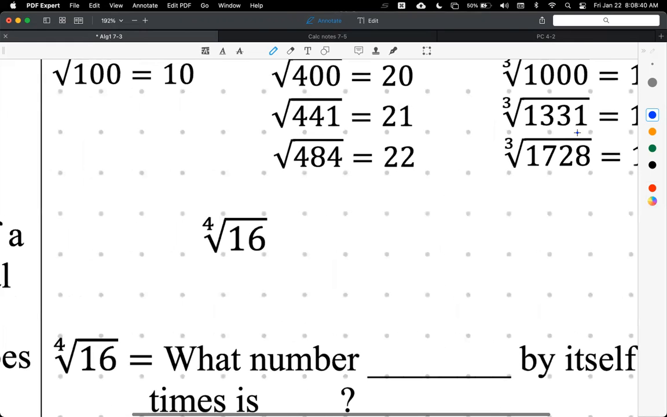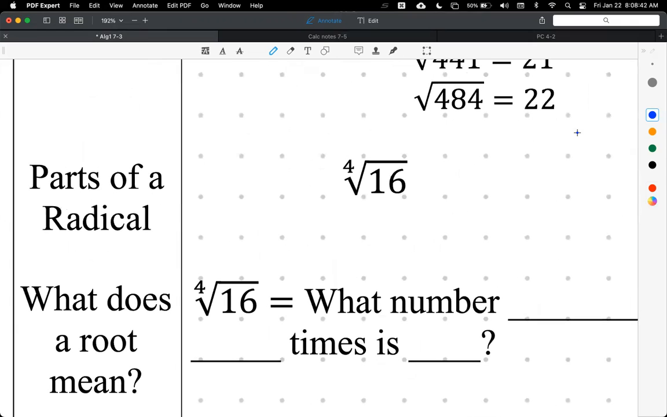Parts of a radical. This whole unit has been talking about exponents and radicals. So this is kind of the reverse of doing powers. I should look at my notes to make sure I don't make any mistakes while I'm teaching you. You call this 4 right here the index. This 4 is called the index.